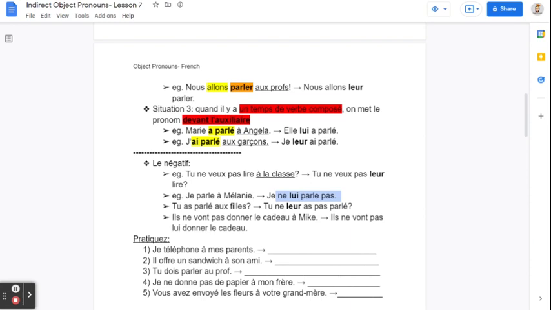Tu as parlé aux filles, so you talk to the girls, and aux filles would change to leur because it's plural. And you're going to put tu ne leur as pas parlé. And in this case, obviously, because it is passé composé, you're going to put the leur before the auxiliary, which is a. So it's going to become leur a, and then the ne pas will go around both of those.